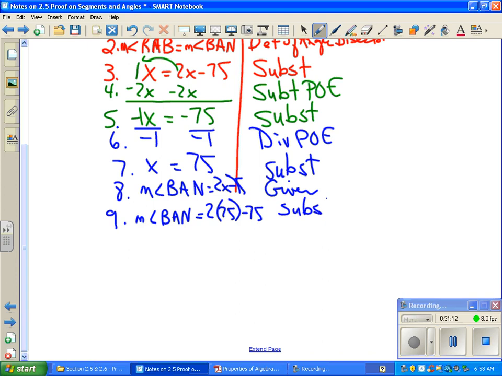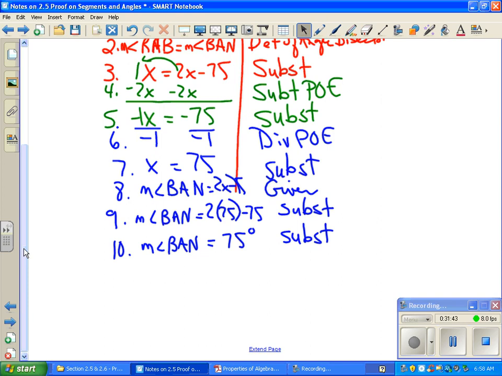So that is substitution. And then we actually evaluate that. Whatever 2 times 75 minus 75 is, we're going to replace that with the answer, which happens to be 75, because if you have two 75s and you take one of them away, you got 75 left. You can do the math on the calculator as well. So I substitute that in, and I find out my problem is 75 degrees.